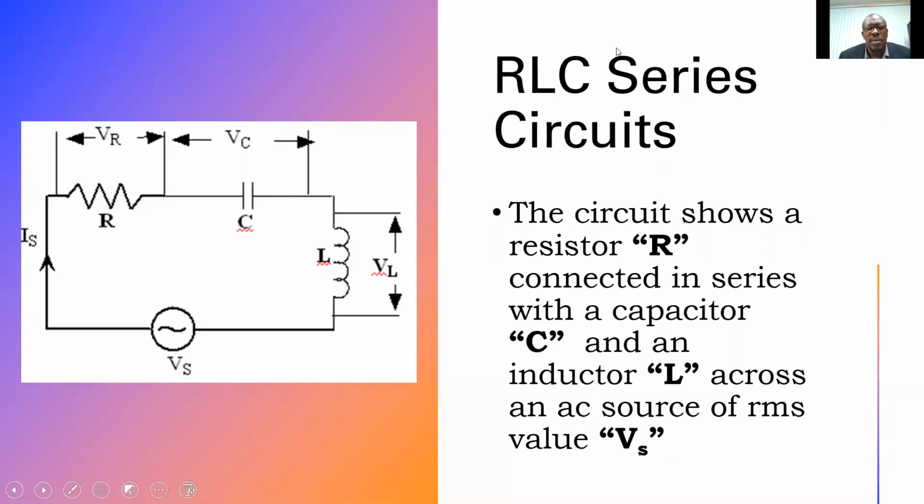If we consider the circuit shown, the resistor is connected in series with the capacitor and the inductor. Now, we see that the voltage across the inductor, capacitor, and resistor, when added, would give us the supply voltage.